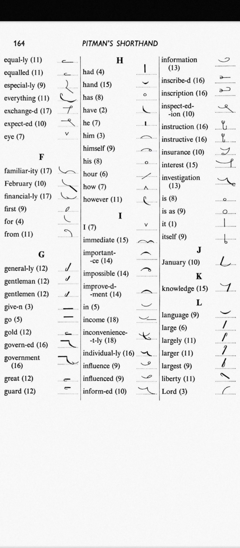NG stroke above the line for language. J stroke above the line for large. J stroke with L hook above the line for largely. J stroke with R hook above the line for larger. J stroke with ST loop above the line for largest. B stroke with R hook above the line for liberty. L stroke on the line for Lord.